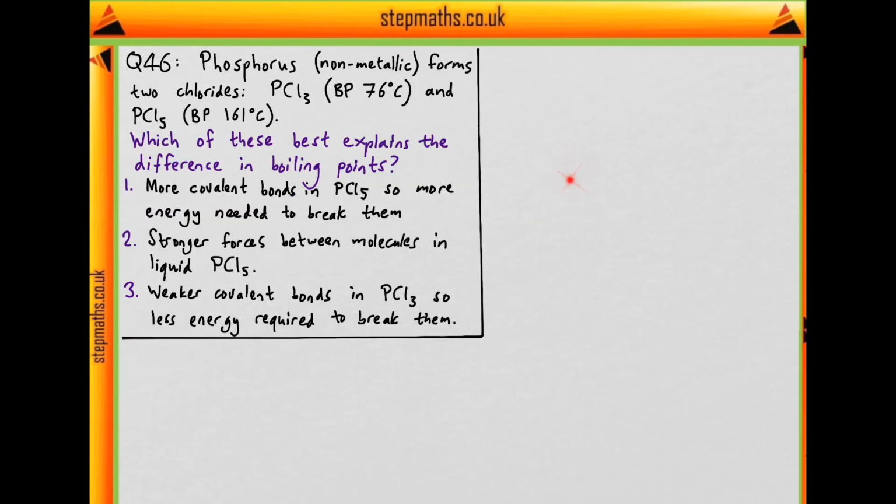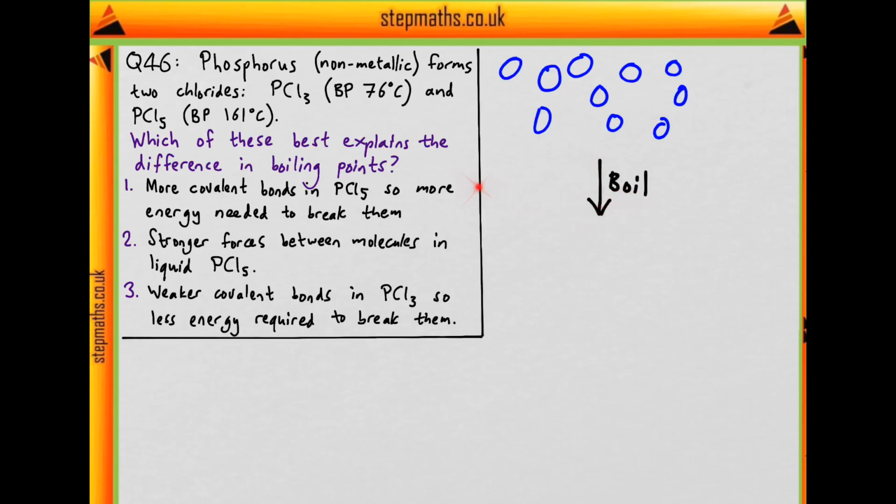So what's happening during the boiling process? We have a liquid phosphorus chloride which is heated to a certain temperature, the boiling point, to form the gas. Notice that points 1 and 3 talk about breaking covalent bonds, but what do you think is the problem here?